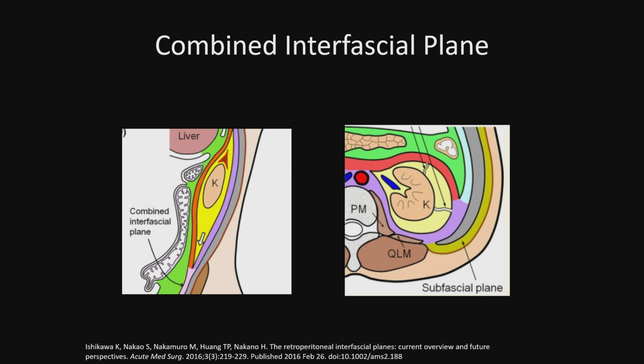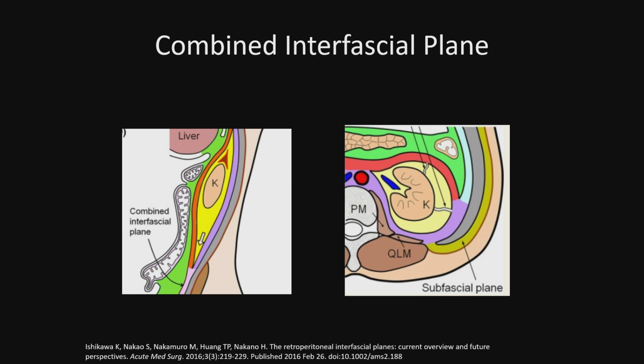So the perirenal space here is closed below, and this pink area is called the combined interfascial plane. It's the combined plane of the retromesenteric plane, which is the anterior renal fascia, and the retrorenal plane, which is the posterior renal fascia, continuing to the pelvis. And this is important because this combined interfascial plane is how the diseases of the retroperitoneum spread to the pelvis. So the plane itself continues to the pelvis and communicates with the retroperitoneal pelvic space.